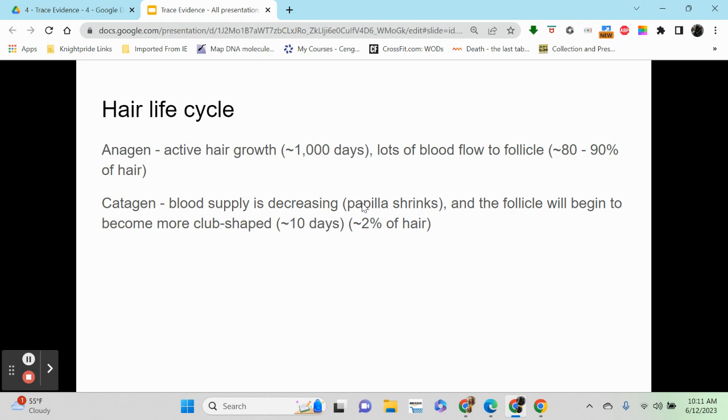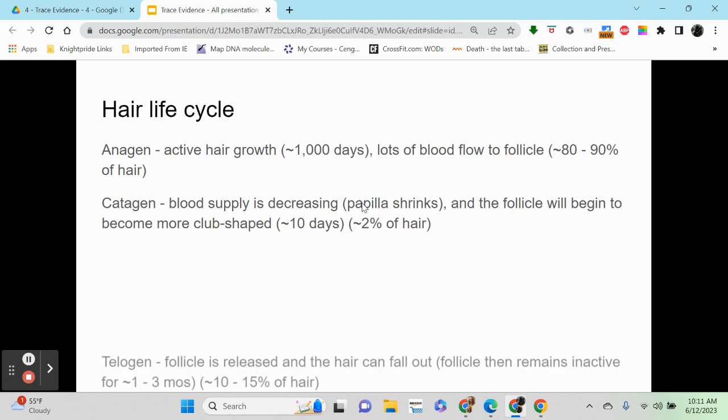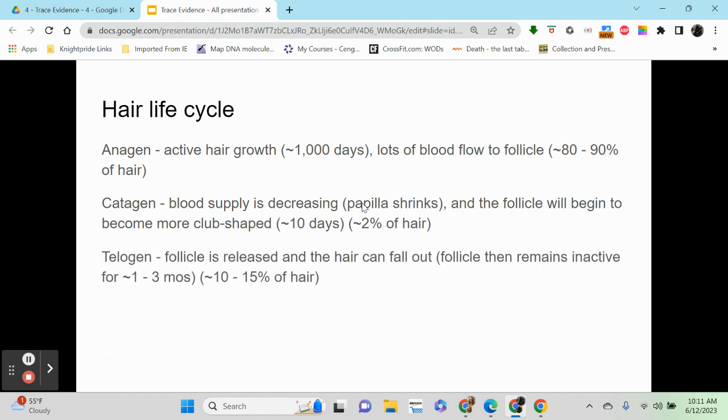It's going to last about 10 days, and you'll notice again about 2% of our hair is going to be in that at any given point in time. And then finally that leads us to telogen. Telogen, again, pronunciation is kind of irrelevant now, but telogen is when the follicle ends up being released and the hair can fall out. Okay, and then it's going to have a short period of time where it's going to regenerate itself, and then the process starts all over again. All right. So again, at any point in time, you're going to have hairs that are in each of these different phases of hair growth or hair release, I guess, as the case might be as well.